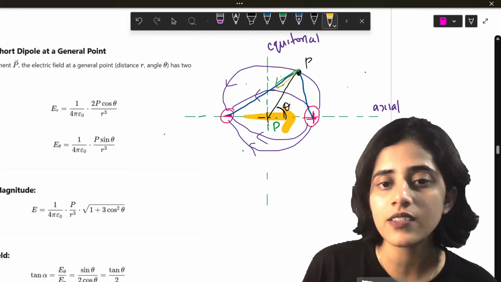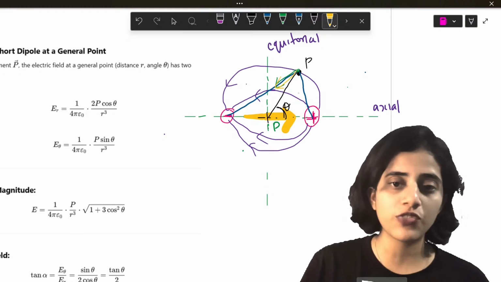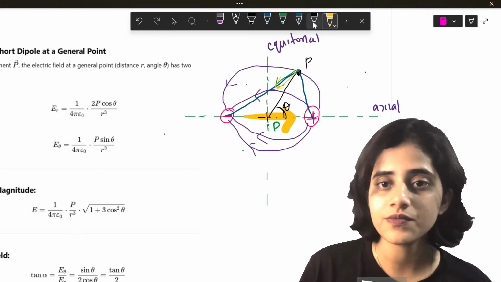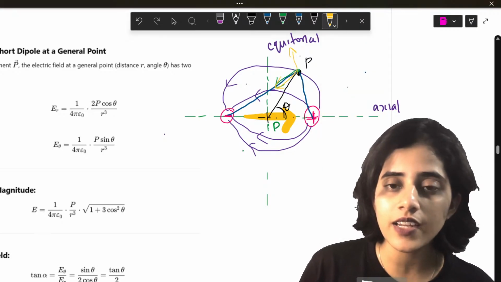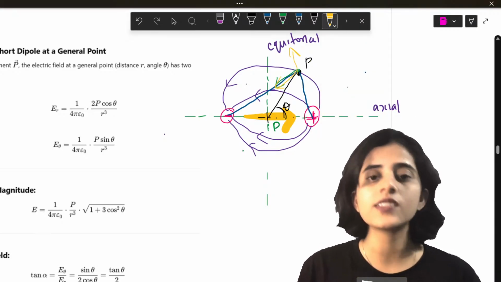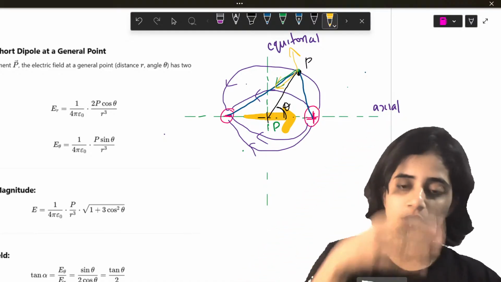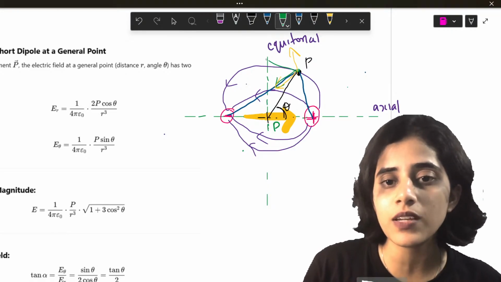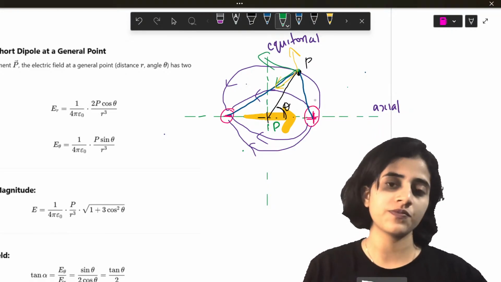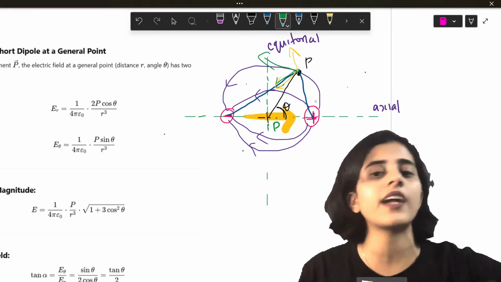Yes, it will be in this direction. Now, because of the positive, the electric field will be in this direction. For the negative, the electric field will be in this direction. For positive, the electric field will be in the downward direction. So, the resultant will be in this direction. Negative, positive, and resultant will be in that direction.